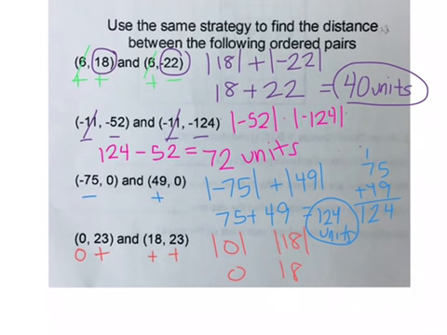When it's on an axis like that, that might confuse you a little bit, but it doesn't matter if you add or subtract because you're going to get the same answer. Okay, so let's just say we add them and we get 18 units for the last problem.